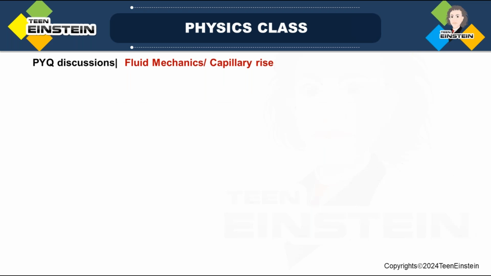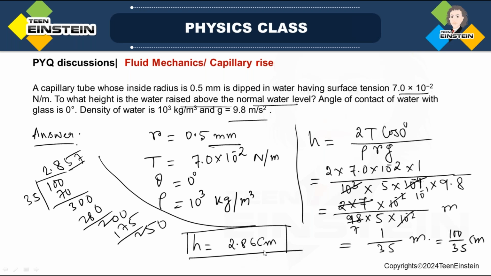Now, so the answer is 2.86. Here we had used just the simple formula, 2T cos theta by rho r g. That's all. Why don't we use this one minus r by 3? And when should we use this r by 3? If it is mentioned that we should consider the water in the meniscus, so water contained in the meniscus.